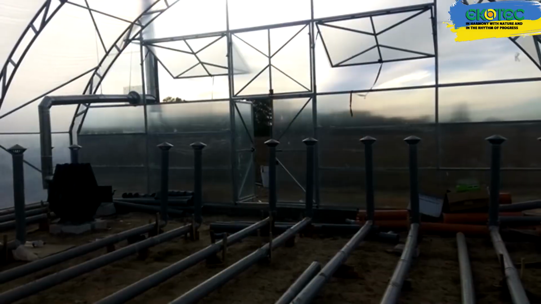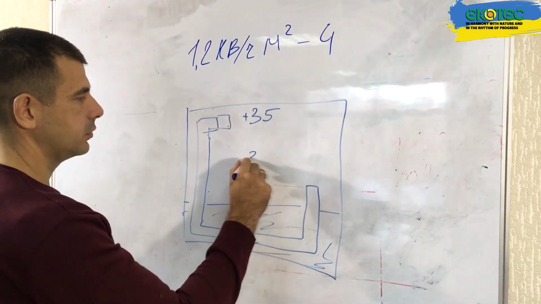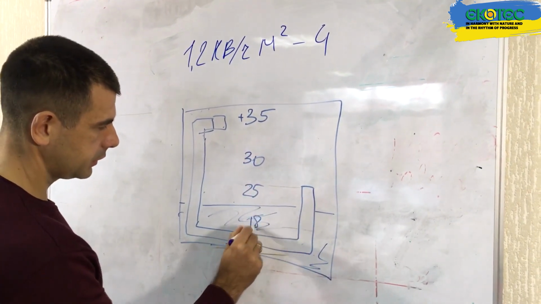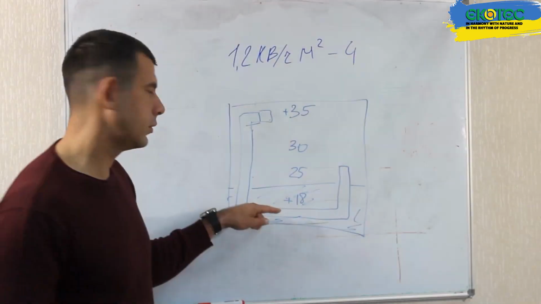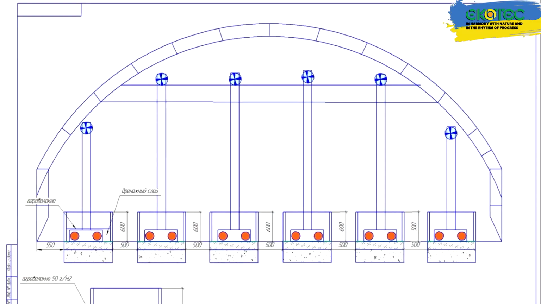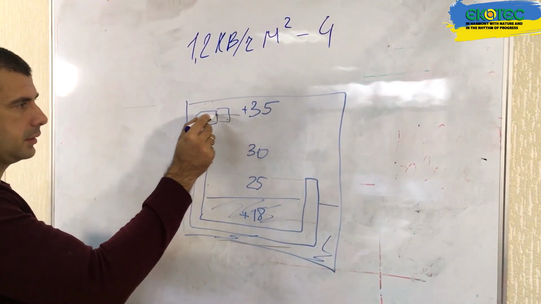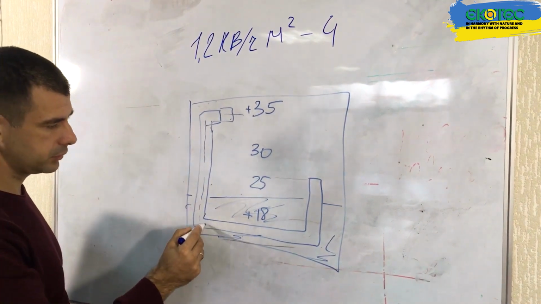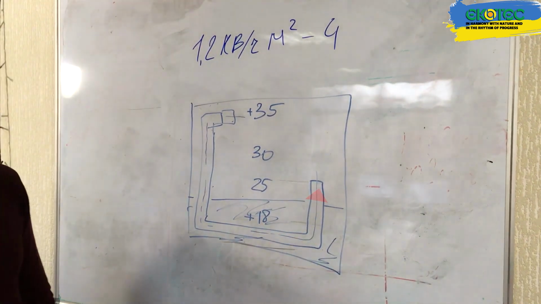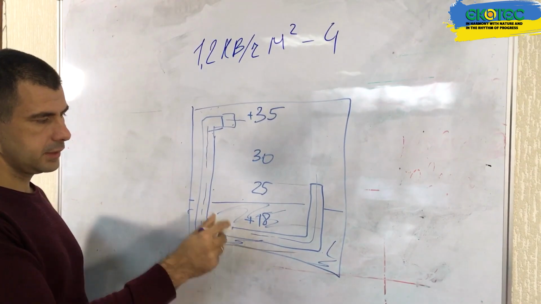When we have a greenhouse, we have a temperature of plus 35 degrees Celsius at the top when the sun comes out, plus 30 here, plus 25 here, and the soil is plus 18 degrees Celsius. That is, the soil is cooler than 25, 30, and 35. According to physics, all heat rises up. There we turn on the fan, hot air enters the pipes and starts circulating, and due to the temperature difference, this heat begins to accumulate in the ground.